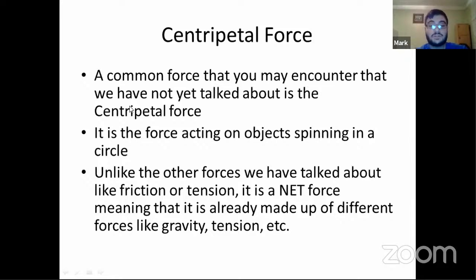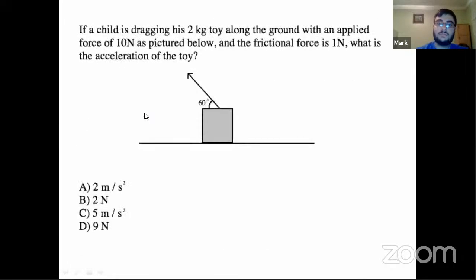Unlike the forces we've already talked about, like friction or tension, centripetal force is a net force. We've actually talked about net forces before, I believe in one of the old slides. On this slide, the net force up and down combined was 0. F net in the y direction was 0, right? But F net wasn't an individual force. It was a combination of different forces. Well, that's what the centripetal force is. It's a combination of different forces that we just gave a name. It's called a centripetal force, okay?